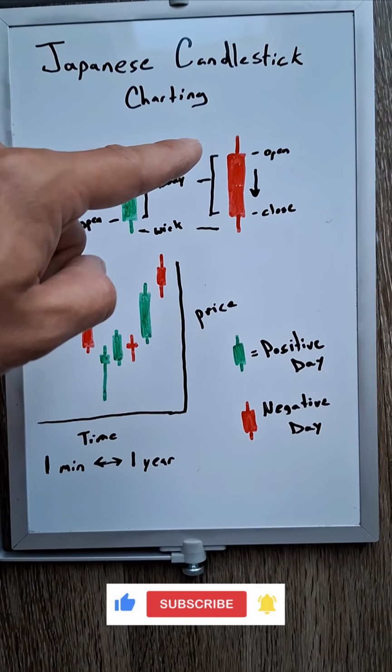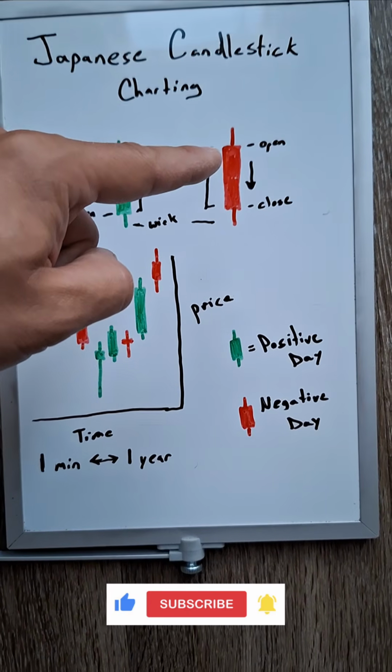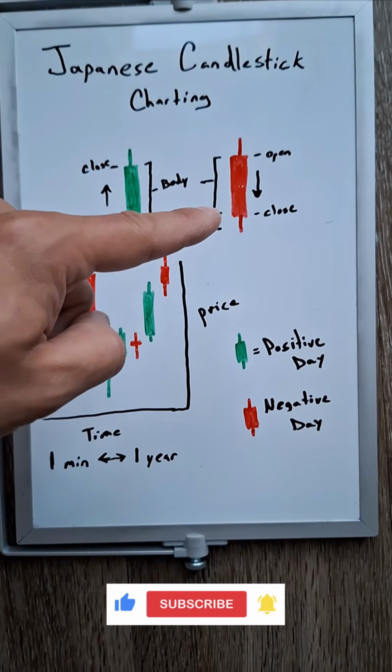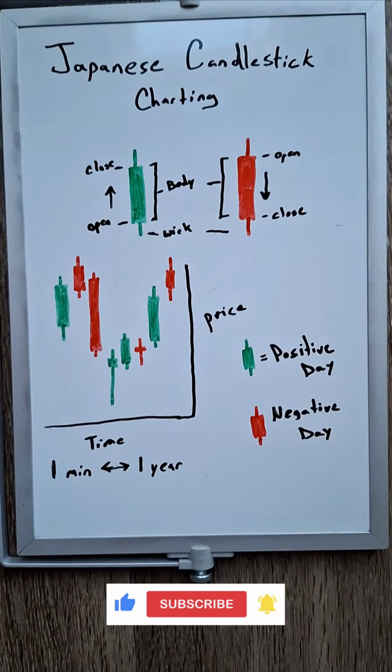So if your candle is red, it's just the contrary. It means that you opened at the top of that candle and you closed at the bottom of that candle. And then of course you had the volatility on your wicks.